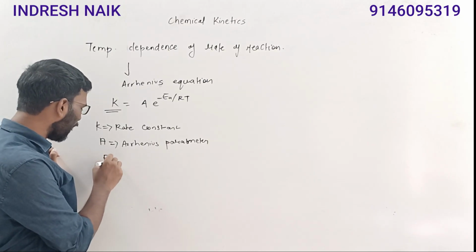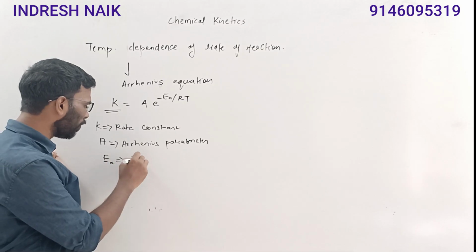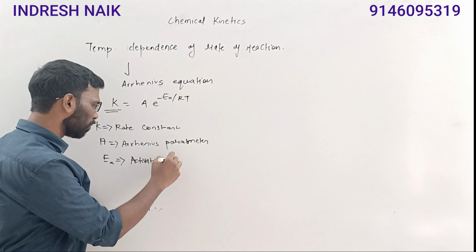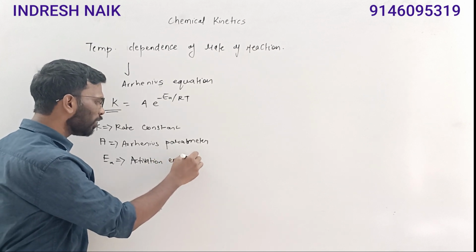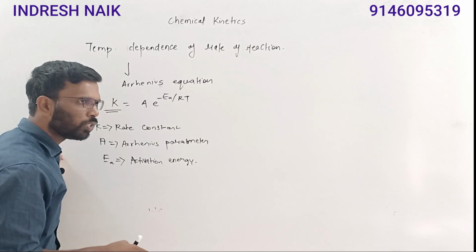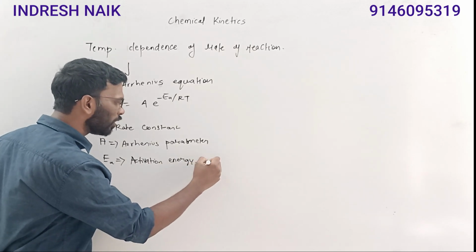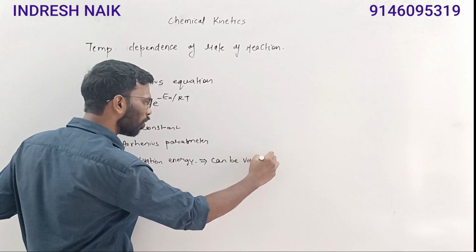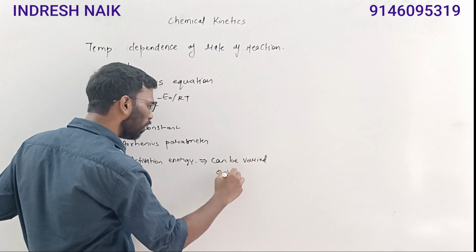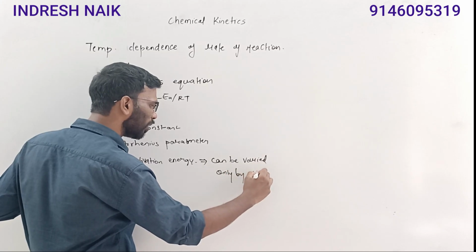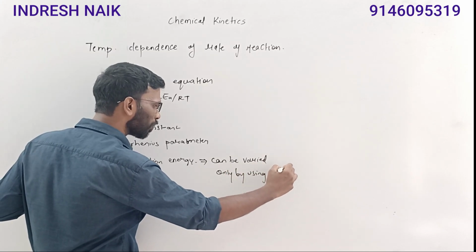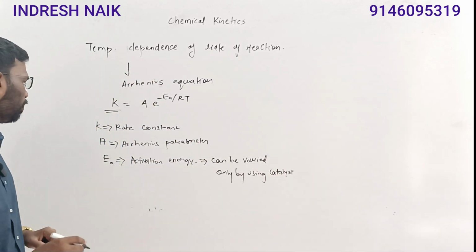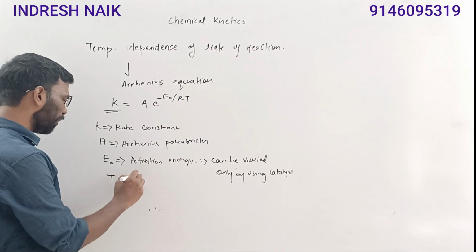EA is the activation energy. Activation energy is something which is constant. It can be varied only by using a catalyst. Temperature does not alter activation energy. T is the temperature.